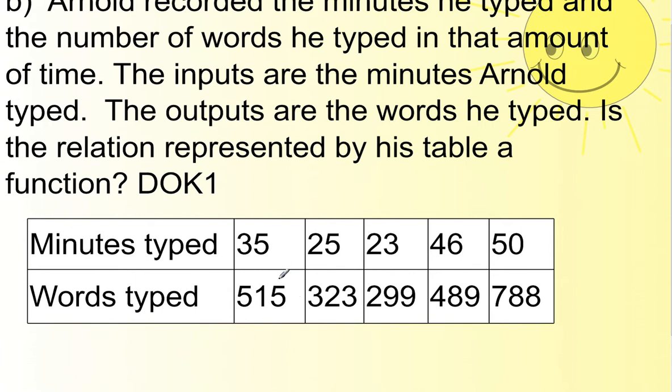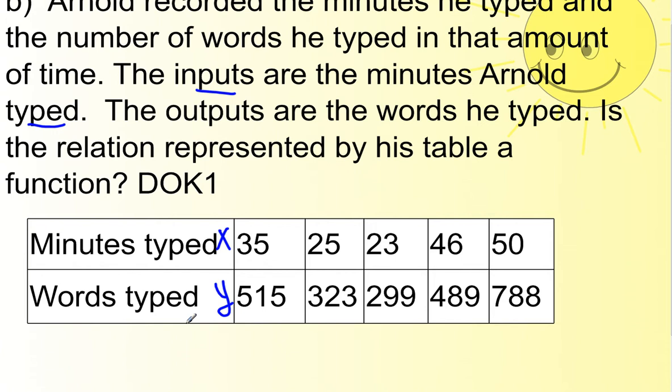So in 35 minutes, he typed that many words. In 46 minutes, he typed that many words. In 50, he typed that many. So just based off the information we're given, we're supposed to figure out if this is a function. Well, the inputs, the X values, will always be the first part of whatever table we're given. Since this table is top and bottom, the first one, being the top, are the X. The bottom would be the Y. And it also says the inputs are the minutes he typed, inputs, X, and the outputs are the number of words he typed, outputs.